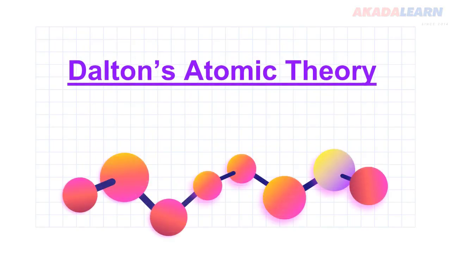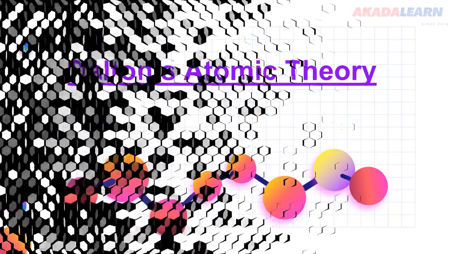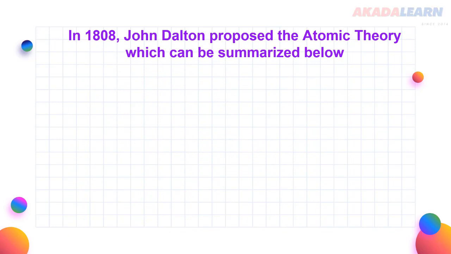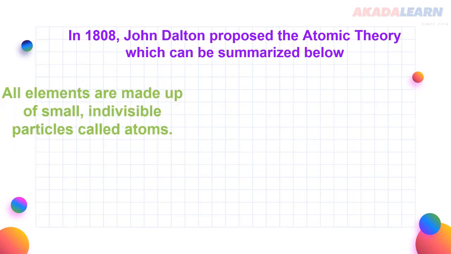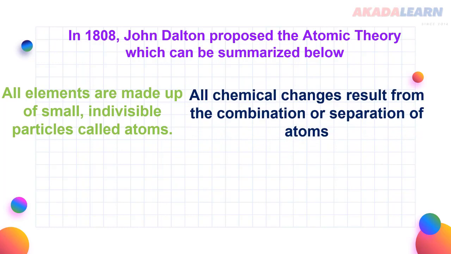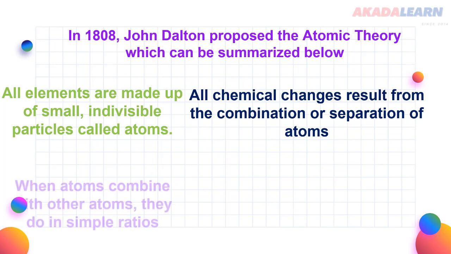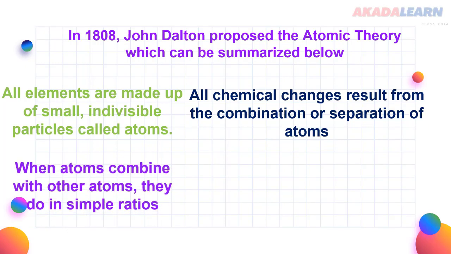Now let's go on and take a look at Dalton's atomic theory. In 1808, John Dalton proposed the atomic theory, which can be summarized below. 1. All elements are made up of small indivisible particles called atoms. 2. All chemical changes result from the combination or separation of atoms. When atoms combine with other atoms, they do so in simple ratios.